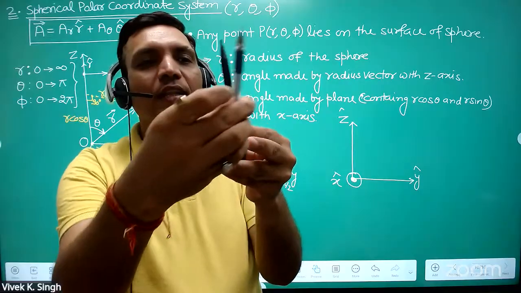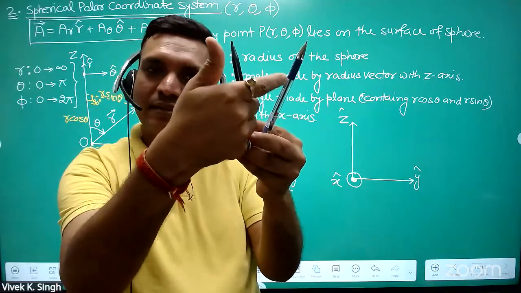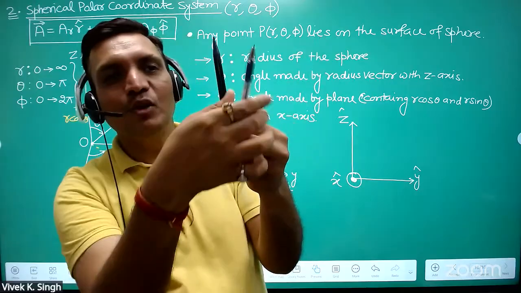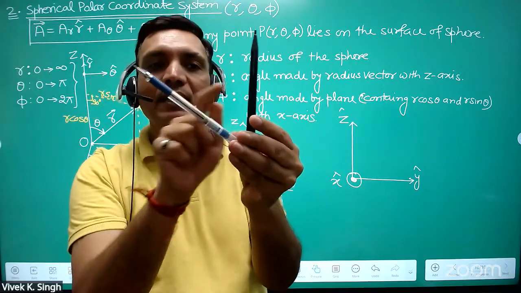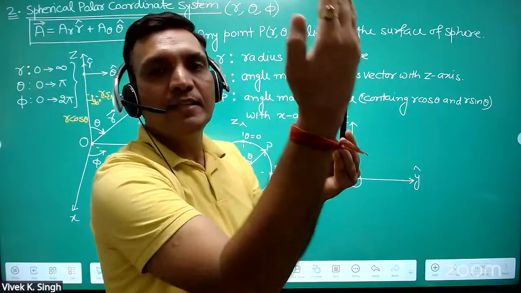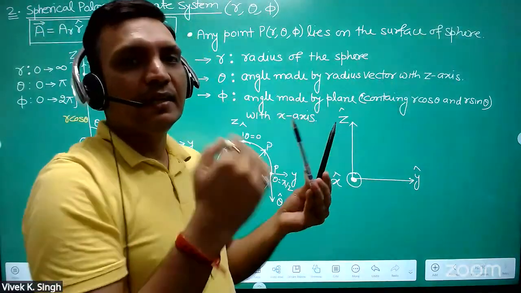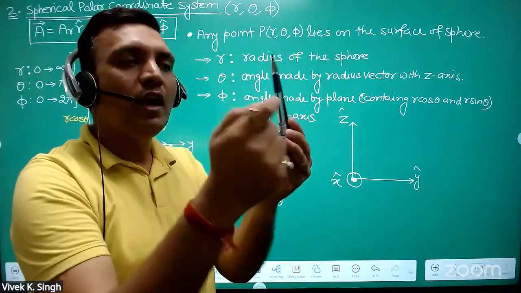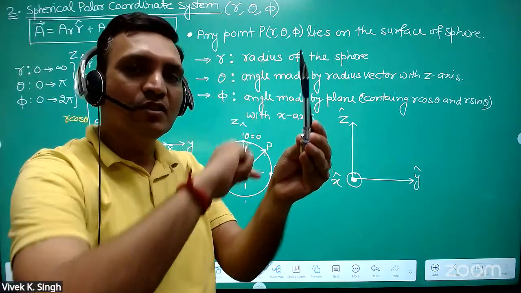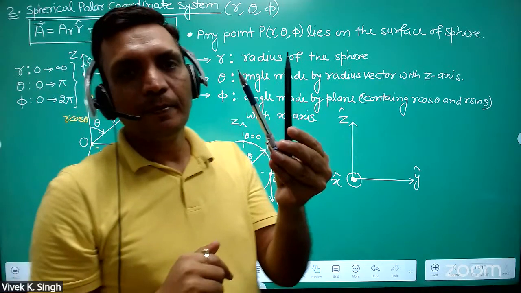Now if you rotate the radius vector, the angle theta is the same. Whether the radius vector is this or this or this, all angles are theta. Just visualize a cone about the z axis. All angles are theta. Yes or no? Yes, sir.